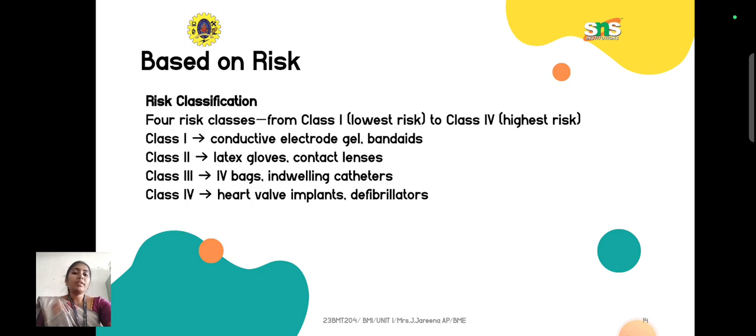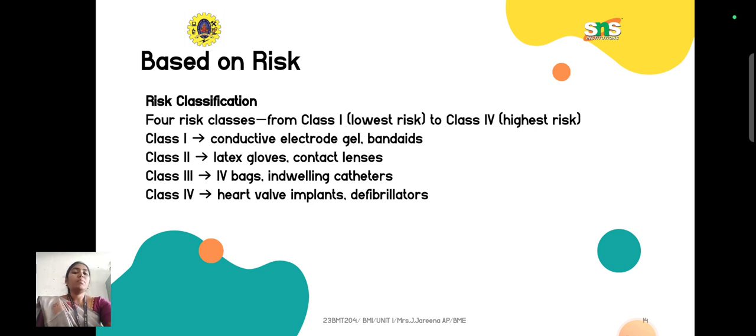And the last and final classification, a very important classification which is followed in all types of hospitals irrespective of level, is based on risk. The device is classified based on risk. You have four classes: class 1, class 2, class 3 and class 4. These four classes are arranged in order of priority from lower risk to higher risk. Class 1 has low risk, up to class 4, which has high risk.